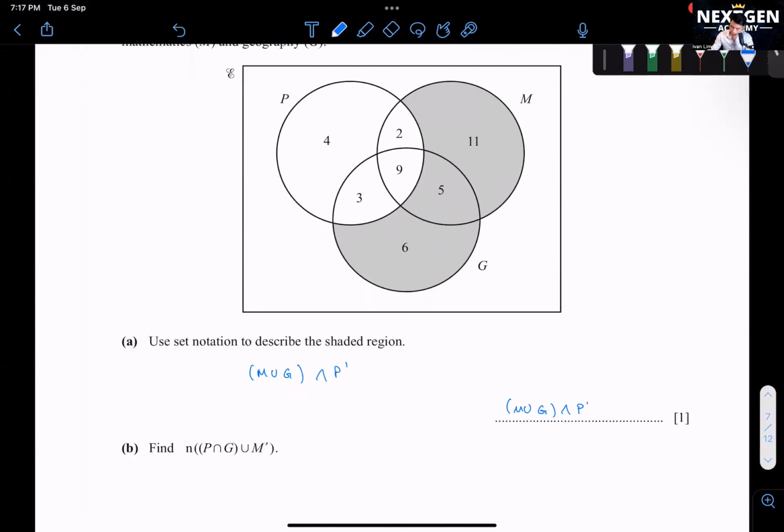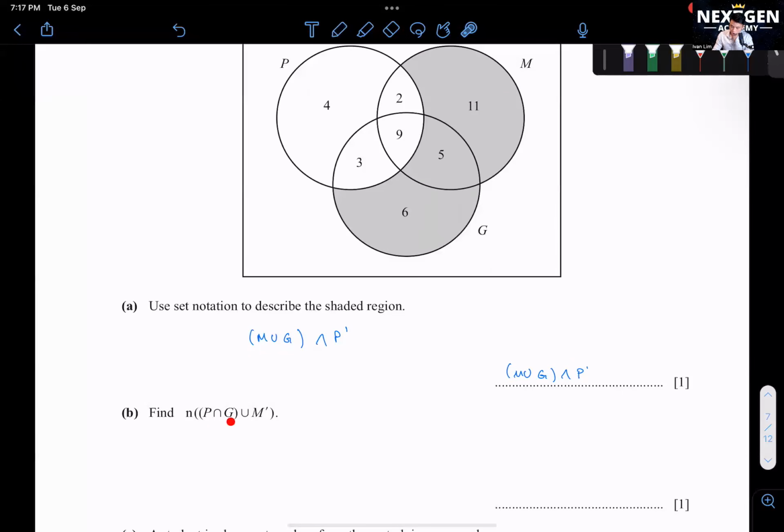Okay, next one. Find n of P intersect G union M prime. Union means everything. You write G union M, intersect P prime, it must be P prime, cannot be P. But if you write M union G or G union M, also can. For this one can. So if you happen to write G union M intersect P prime, you should get the marks also.